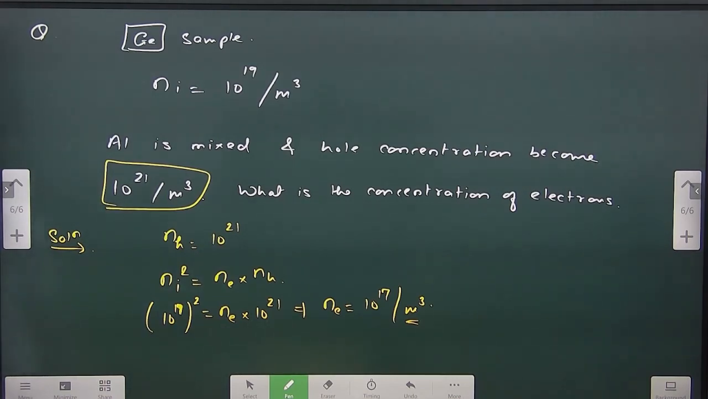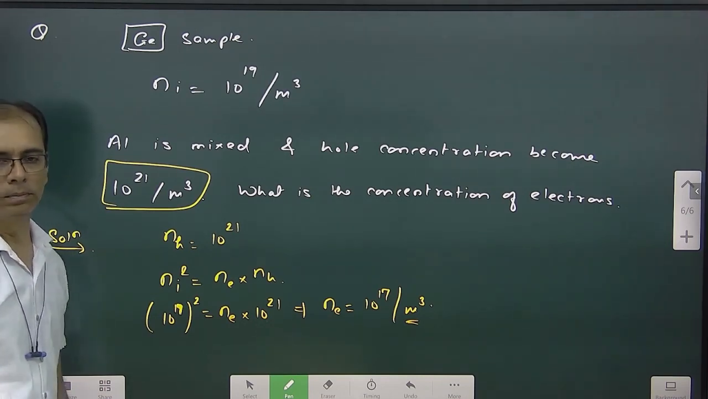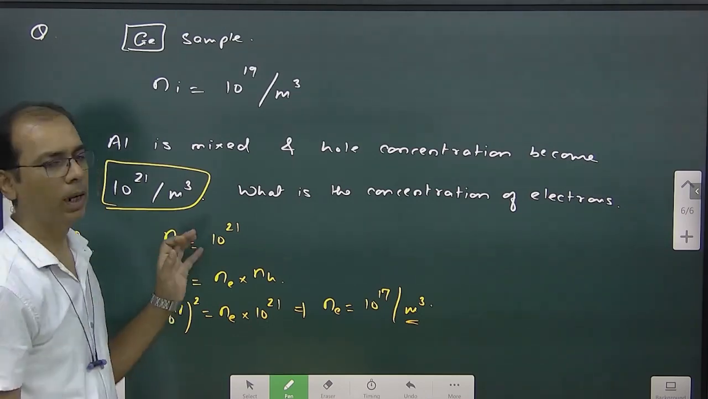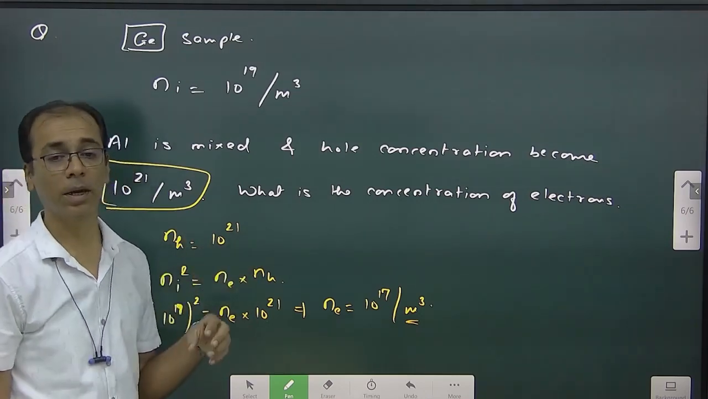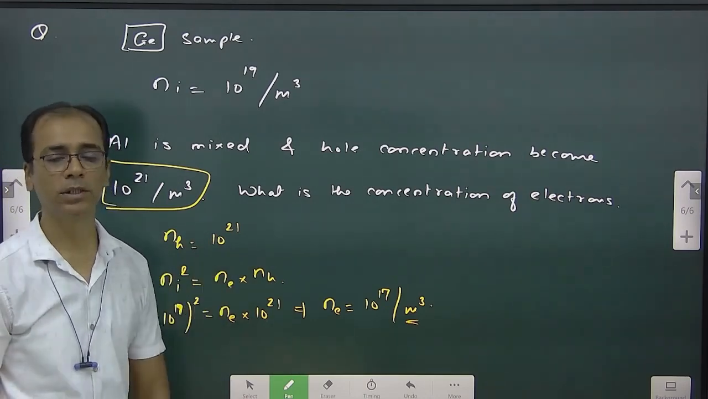Done? Yes. Okay. Now one thing you tell me. When we are adding the impurity, what is happening to the energy gap? Is the energy gap increasing or decreasing?